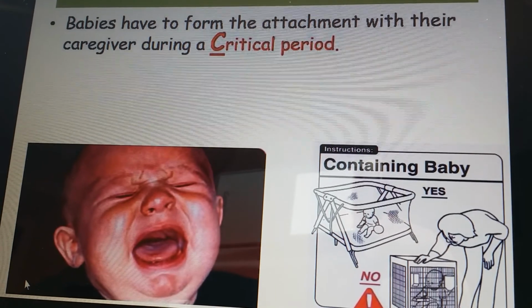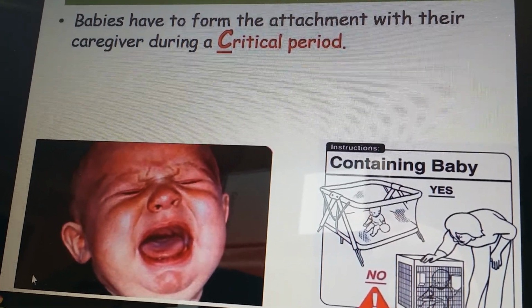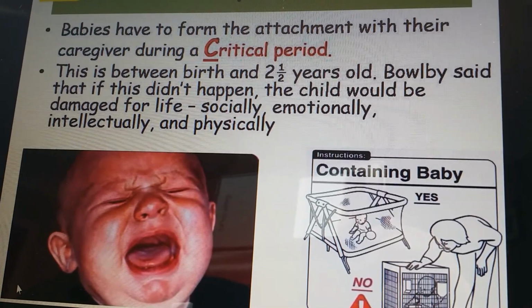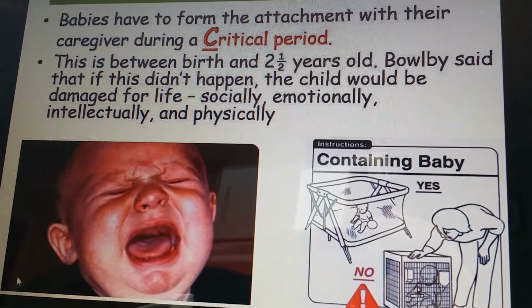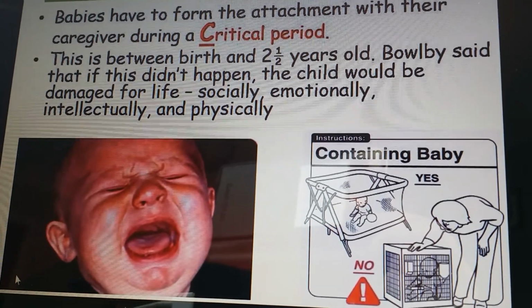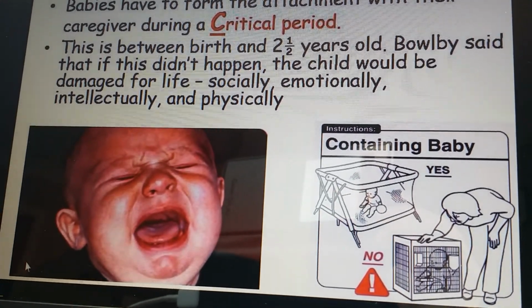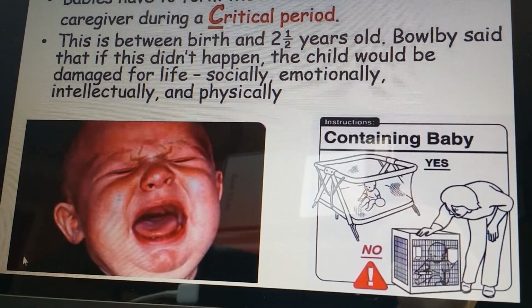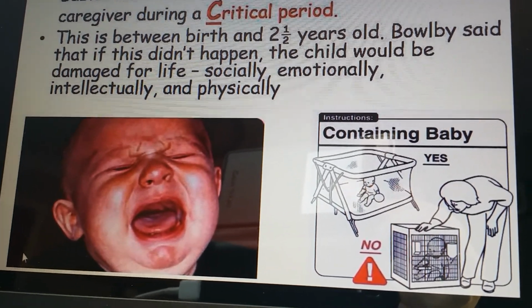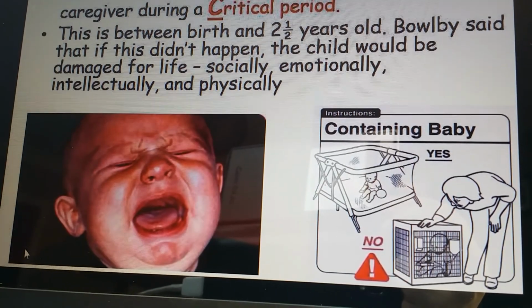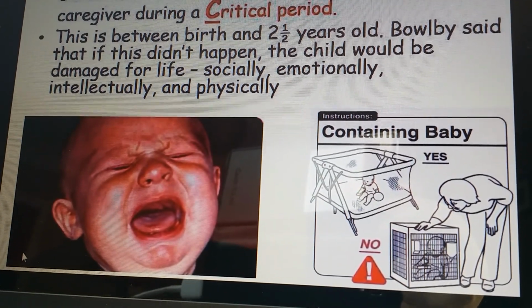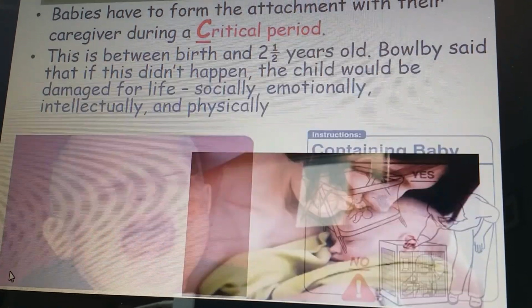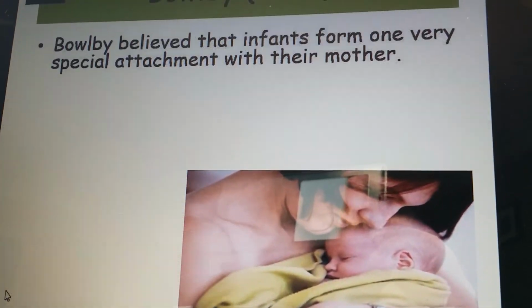The critical period. It's vital that you remember the critical period for Bowlby's theory, and this is birth to 2.5 years. Remember that Bowlby says quite clearly that if a child does not attach to one individual during the first 2.5 years, there will be a significant impact socially, emotionally, intellectually, and physically. And finally, the internal working model.